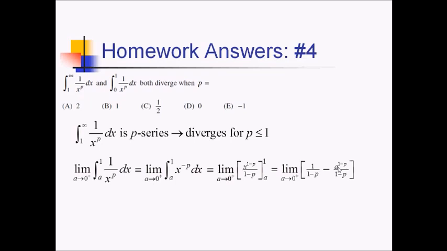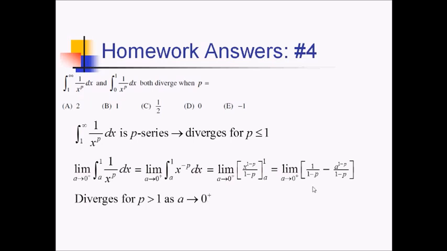If p is a number that's bigger than 1, that's going to give me a negative exponent, which is going to move a to the denominator, and will essentially be dividing by 0 if a ends up in the denominator. So we're going to diverge if p is greater than 1 and a is approaching 0.